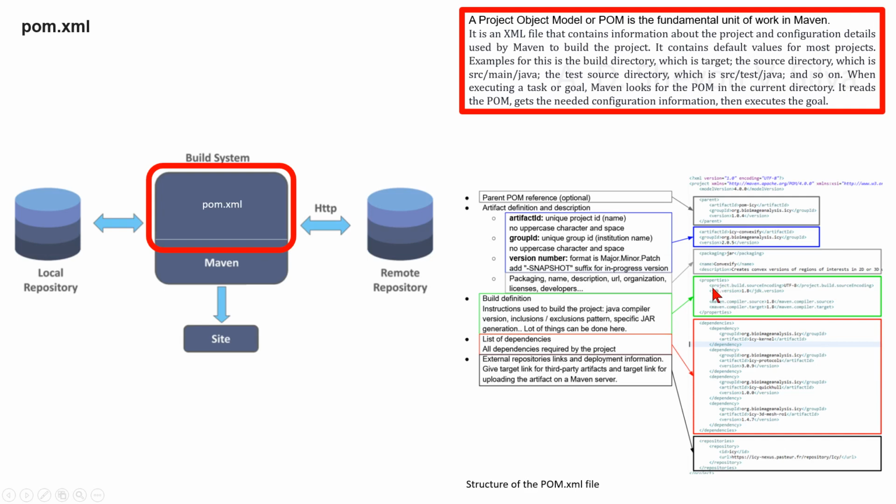The instructions used to build the project: the Java compiler, the version, inclusions or exclusions patterns, specific jar generation. A lot of things can be done here.